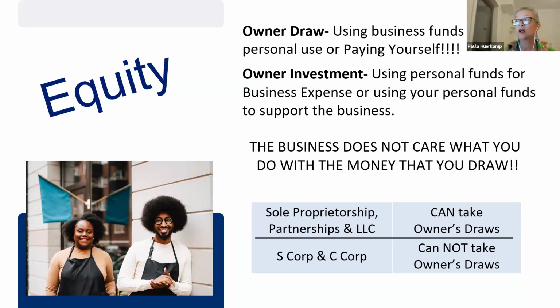And the business does not care what you do with the money once you draw it, because once it comes out of a business account, it is yours and it would be considered your personal income, so do whatever you want with your personal income. It's no longer tied to the business. If it's an S Corp or a C Corp, that money going in and out would be like shareholder sales or stocks and things like that. It's a little bit different. It doesn't fall into the owner's draws or owner's investments, but it still counts as equity, the valuation of your business.